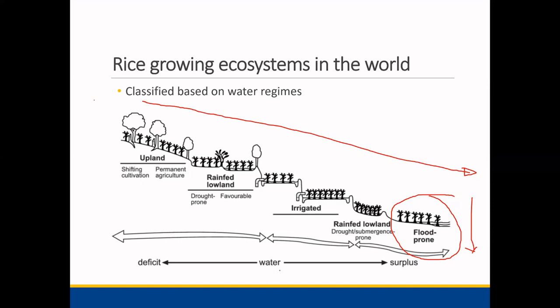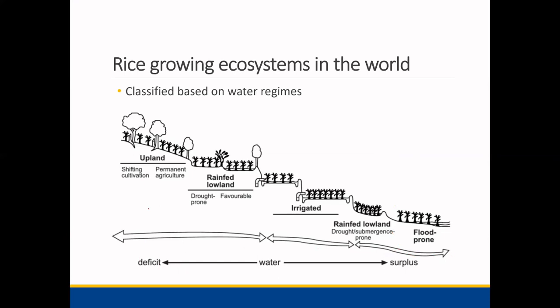According to the water regime, especially in the high elevation, you will have a deficit of water, but in the low elevation there's a high chance that you will have surplus water. Surplus means more than required. Based on that, we can basically find four systems, four rice growing ecosystems. The first one is the upland rice.